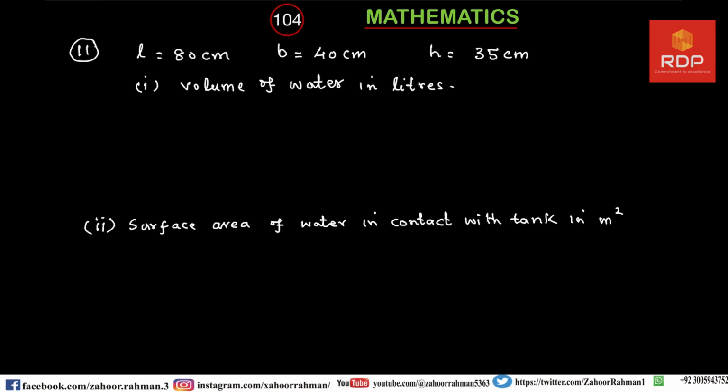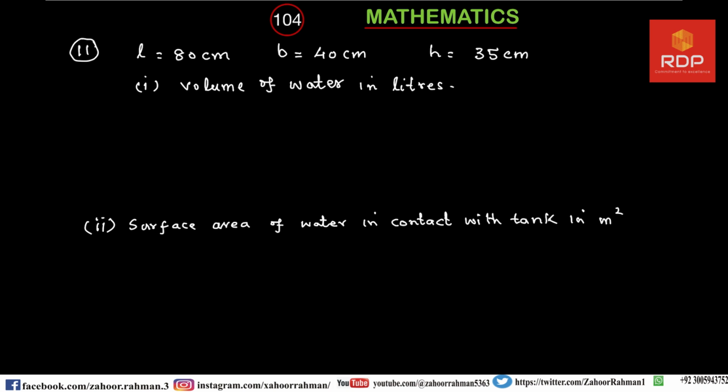This is the 104th lecture of mathematics, and today we are going to discuss question number 11, which is of intermediate level. Let us first understand the question. The question is saying a fish tank measuring 80 centimeter. So I wrote L is equal to 80 centimeter by 40 centimeter. I wrote B, meaning breadth, is equal to 40 centimeter, and there is a height of 35 centimeter given.